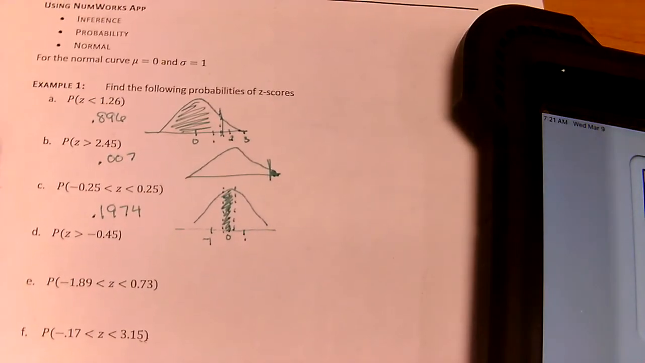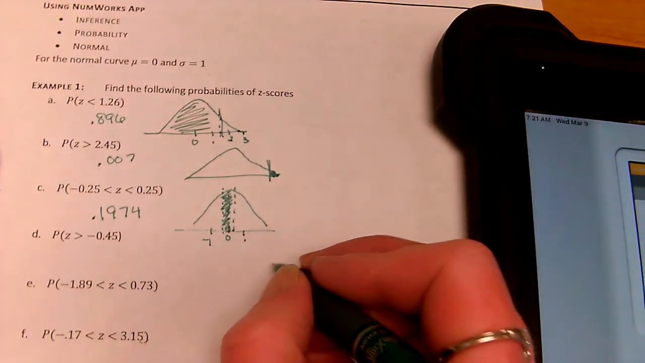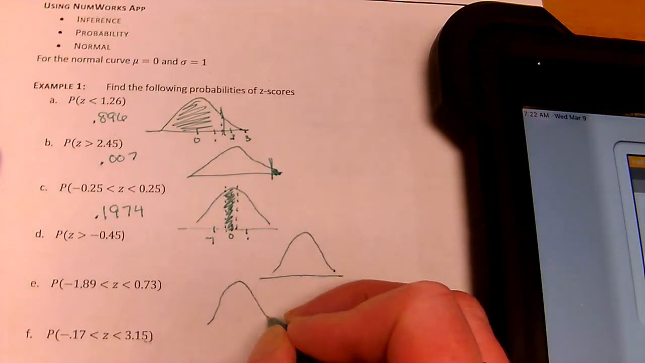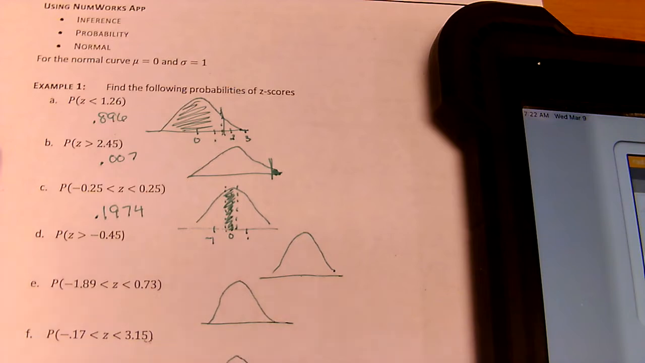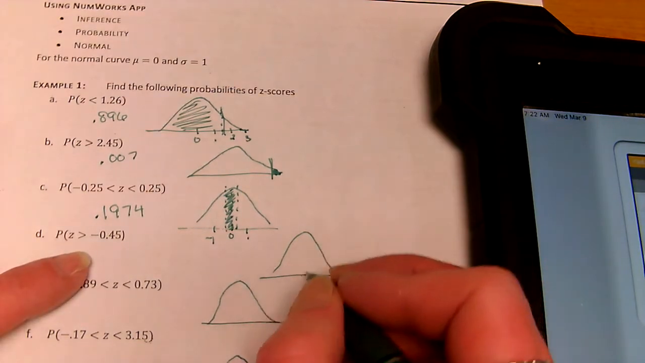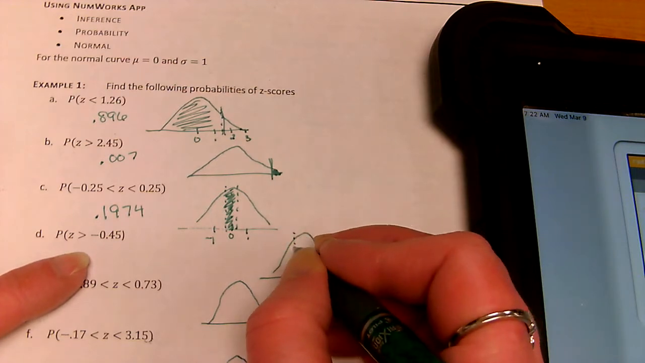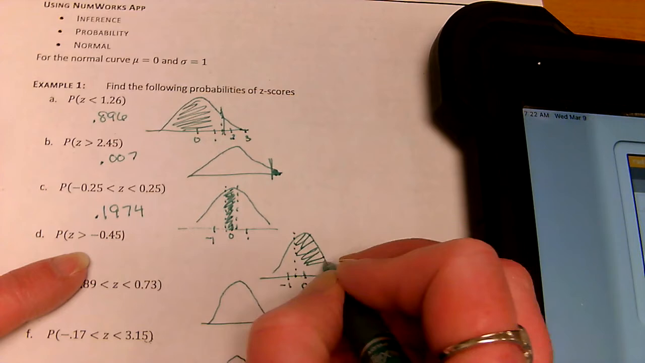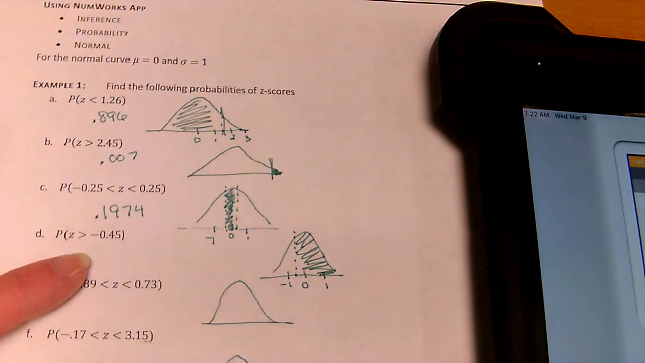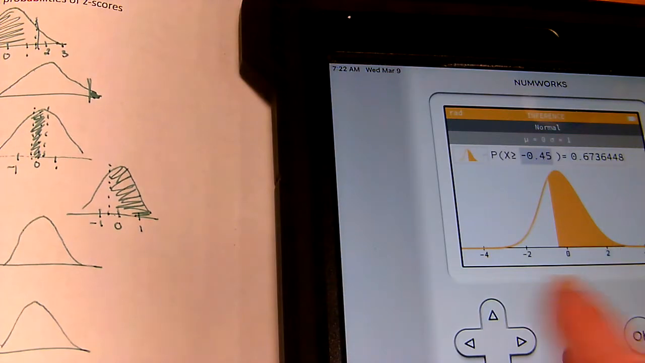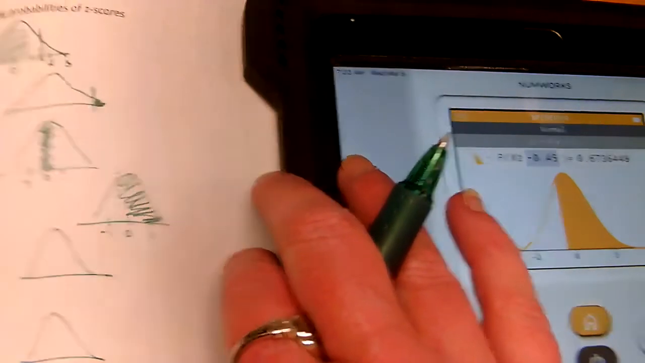So I invite you to try the next three and draw a picture. And the picture can come straight from the app, which is nice. Okay, so bigger than negative 0.45. So here's 0. Negative 1, 1, negative 0.45 is right here. Greater than that would be this. So I'm going to pick the greater than. Negative 0.45. And that's nicely shaded. We match up, 0.674.